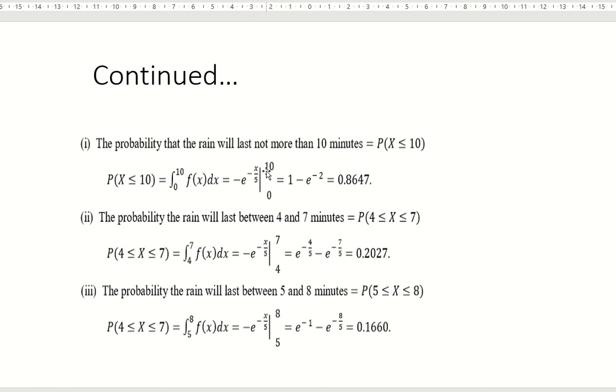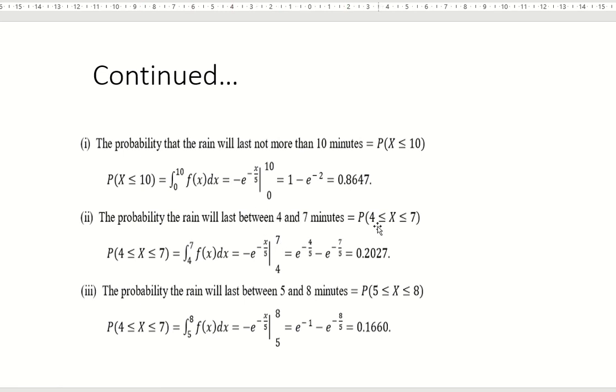Limits from 0 to 10. Apply upper limit minus e power minus 2 minus e power 0. So 1 minus e power minus 2, because the minus sign is outside here, 1 minus e power minus 2, that is 0.8647.